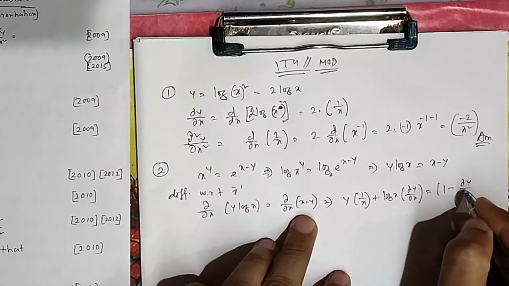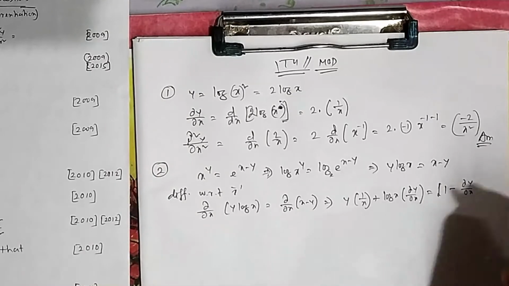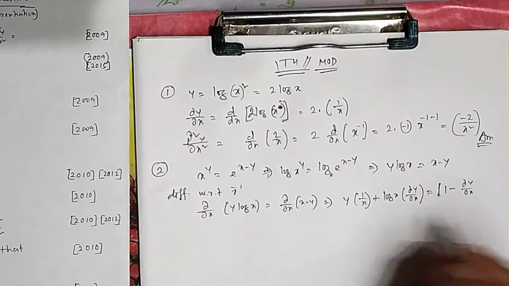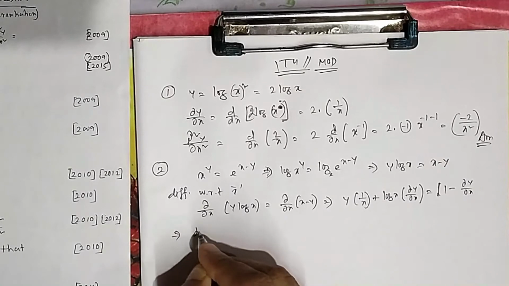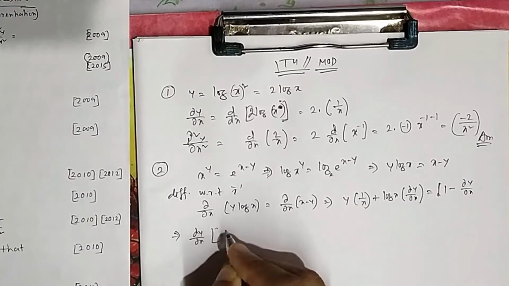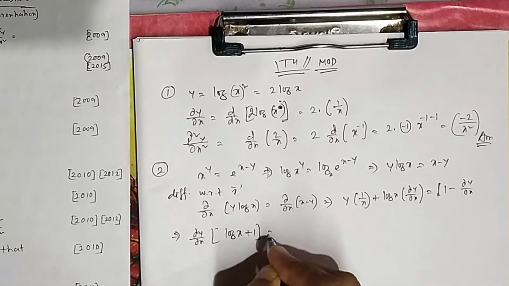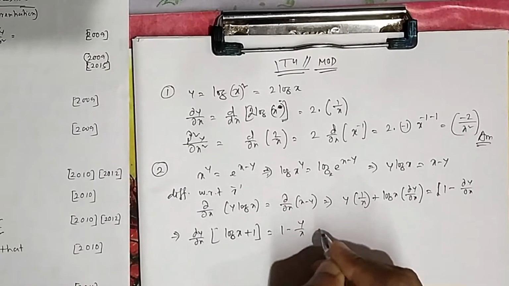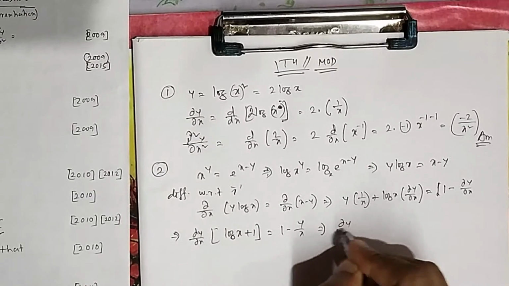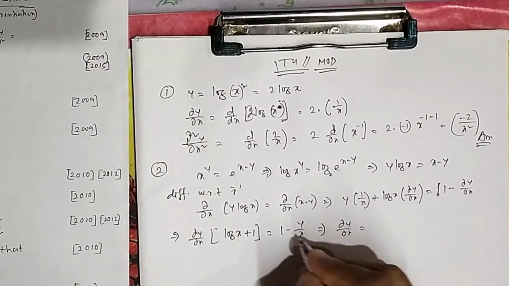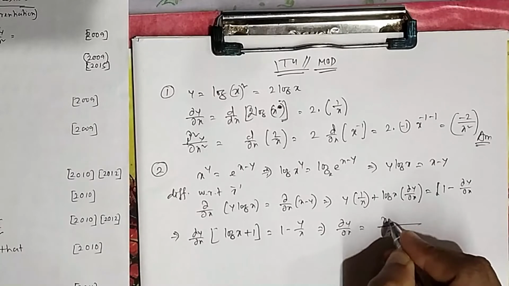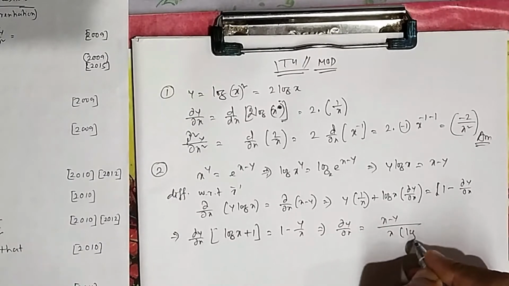And d/dx of x minus y is 1 minus dy/dx. Now the next job in logarithmic differentiation is that you have to collect all the dy/dx on one side. So if you bring dy/dx to this side, it will be log x plus 1, and here it will be 1 minus y by x, which implies dy/dx will be equal to, if you do LCM here, x minus y over x, divided by log x plus 1.